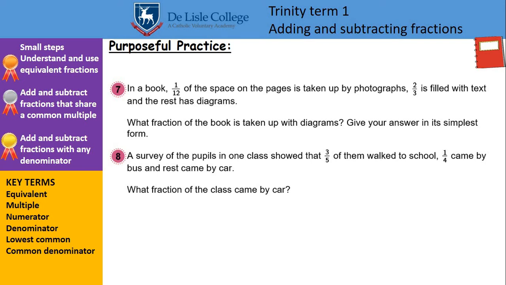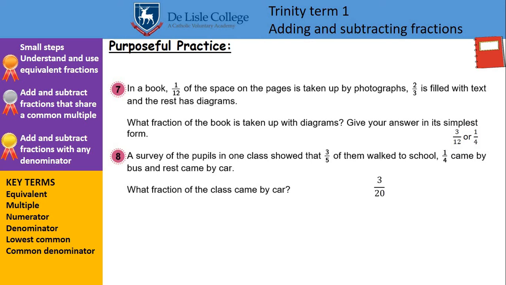So first up again, in a book, 1/12 of the space of the pages is photographs, 2/3 is text, the rest is diagrams. So the whole book represents 1. If we take away the other fractions, 1/12 and 2/3, and we can go with a common denominator of 12 for those, that would leave us then 3/12 of the book would be diagrams, or we could call that 1/4.